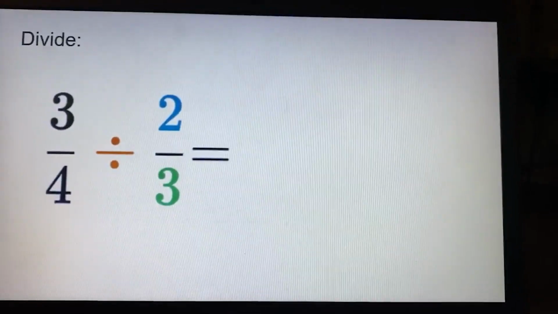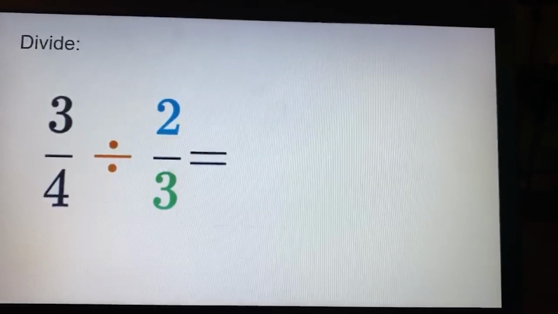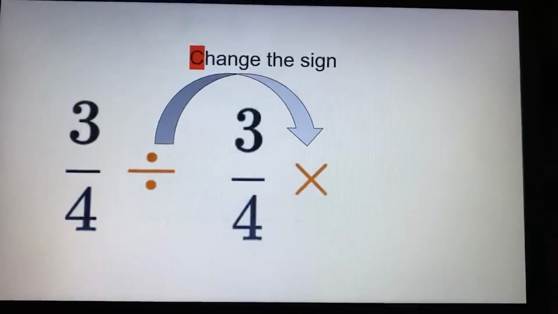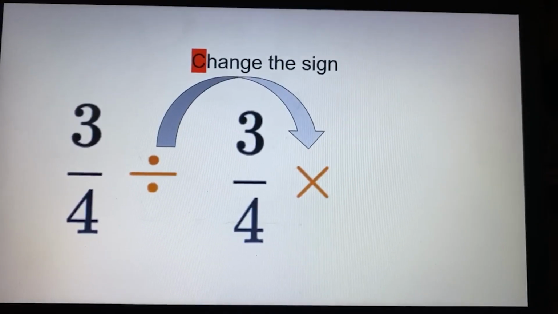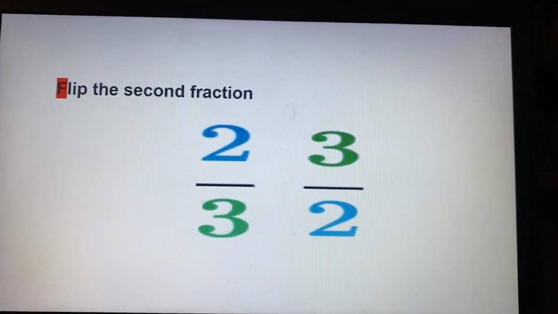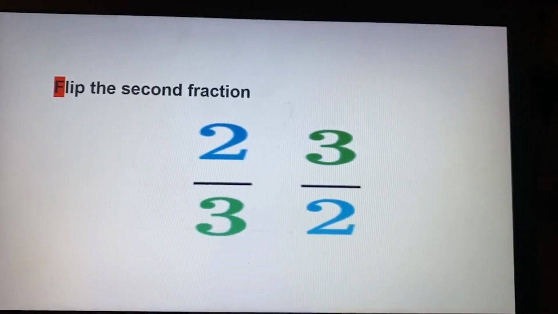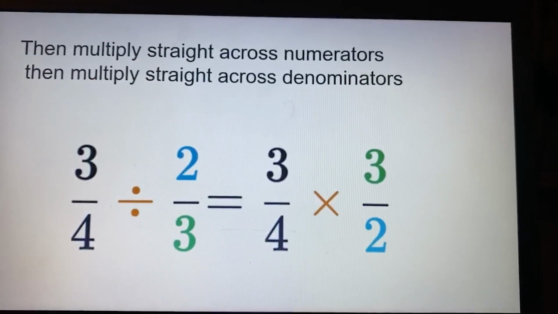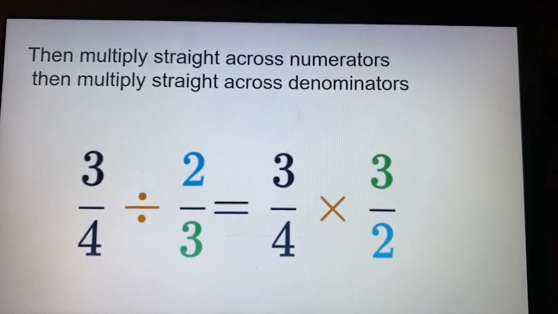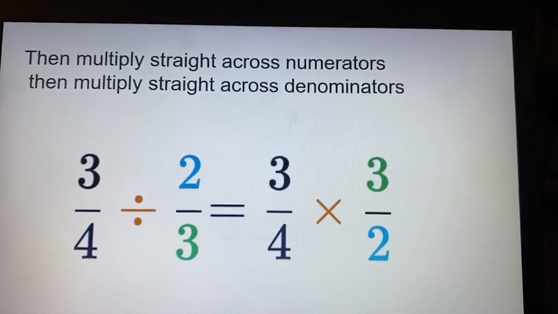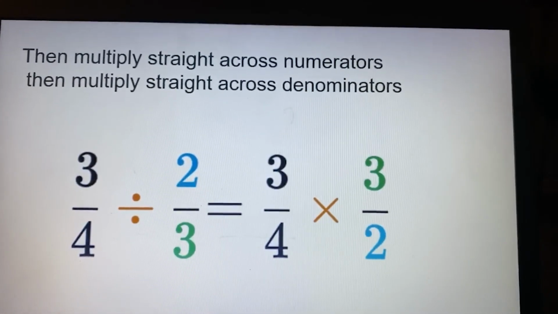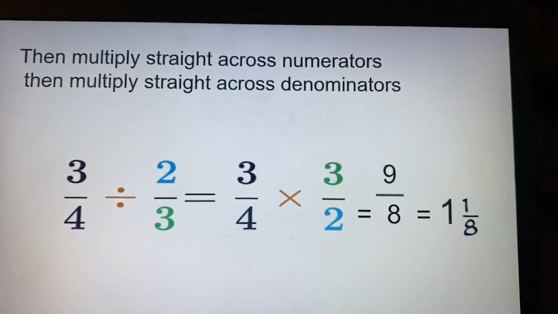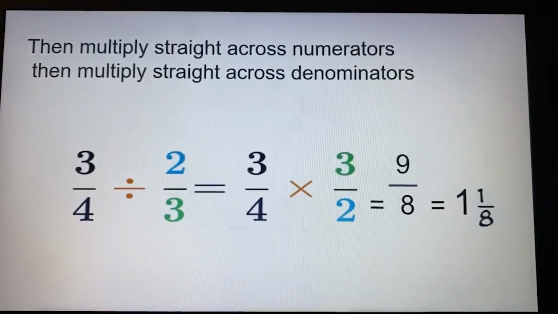3/4 divided by 2/3 would work like this. You would keep the first fraction, 3/4, change the sign from division to multiplication, flip the second fraction. So 2/3 would be 3/2, which is the reciprocal. Then multiply straight across numerators, then multiply straight across denominators. So 3 times 3 equals 9, and 4 times 2 equals 8, which is 9/8. Then we would simplify that to 1 1/8.